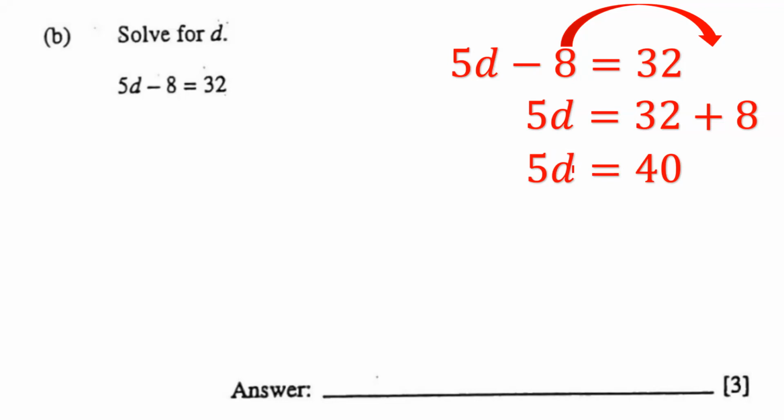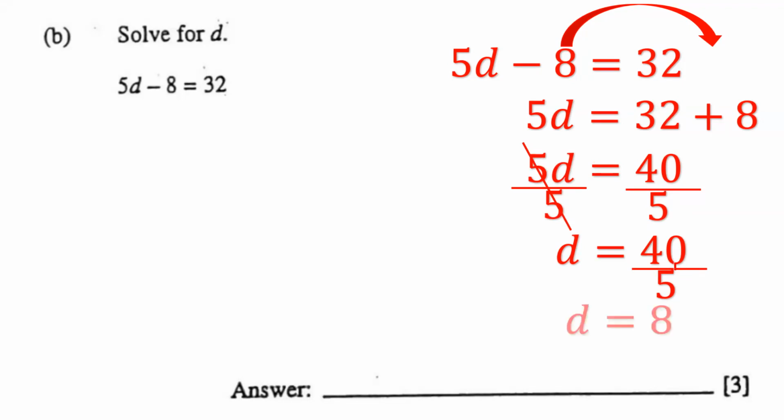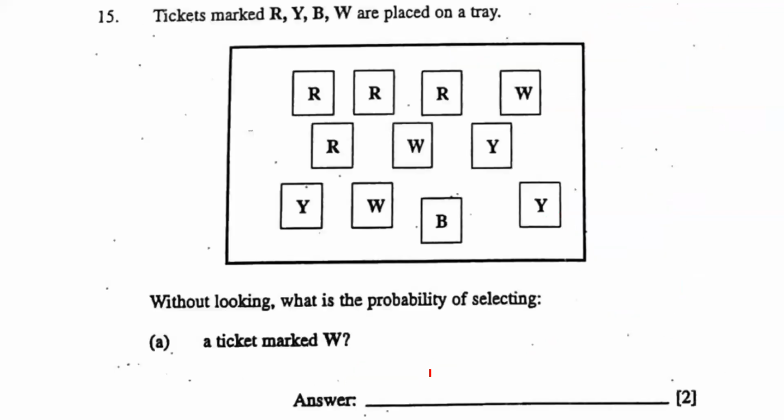What are we going to do here? Remember, our goal is still to make D by itself. But this 5 is here. We don't want this 5 here. We need to move that. And the way to move that is we have to do the opposite of multiplication, which is division. And so we're going to divide both sides by 5. These two 5s are going to cancel each other, and we're just left with D equals 40 over 5. What is 40 divided by 5? Because that's what this bar means. It means division. 40 divided by 5 is definitely 8. And so the correct answer here is 8. So D equals 8. That's the answer to this linear equation.